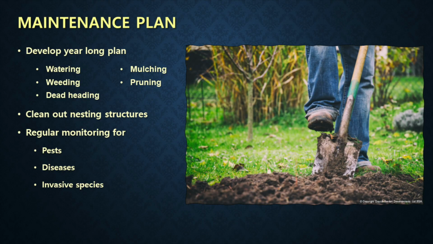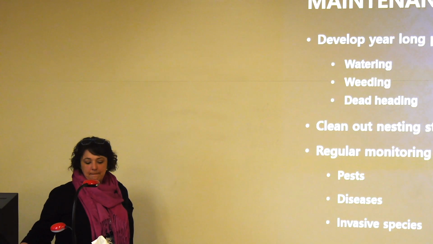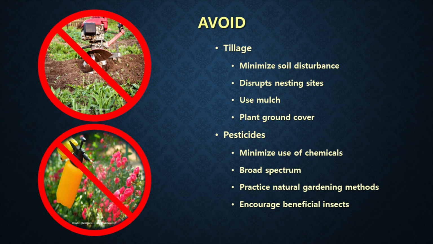One of the more important things, maintenance plan. Okay? You need to consider a maintenance plan in your thought process. How are you going to water? How are you going to weed? How are you going to deadhead? Mulching, pruning, cleaning out any nesting structures. You want to regularly monitor for any pests, diseases, and invasive species, because that is what is going to keep your pollinator habitat healthy. Okay? What you're going to want to avoid is pesticides and tillage as much as possible. And then, of course, you're going to want to educate others.